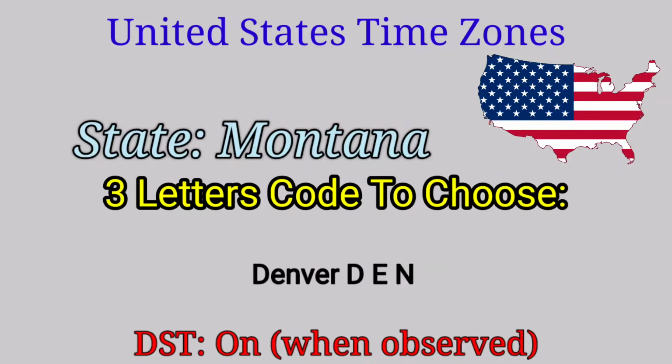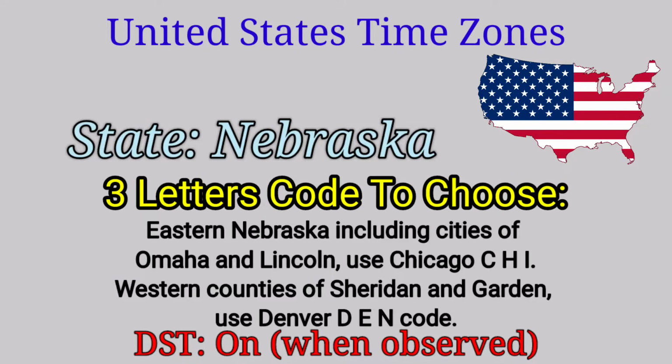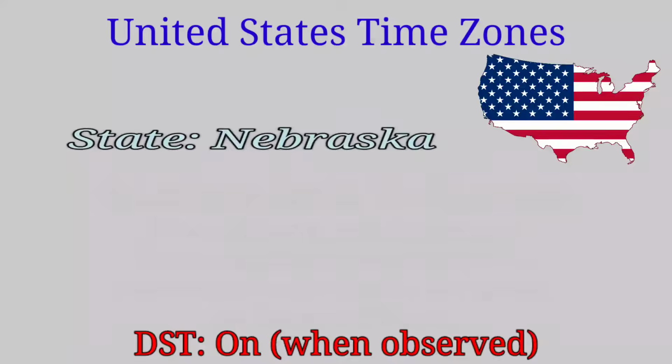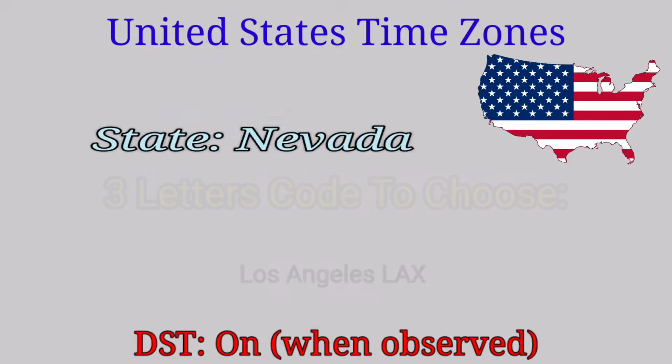Next, the state of Montana uses Mountain Time. Find Denver DEN on your watch. For Nebraska, you will need to choose between 2 different codes, depending if you are in eastern or western Nebraska. For eastern Nebraska including cities of Omaha and Lincoln, use Chicago CHI, and for western counties of Sheridan and Garden, use Denver DEN code. Nevada uses Pacific Time, use code Los Angeles LAX on your watch.